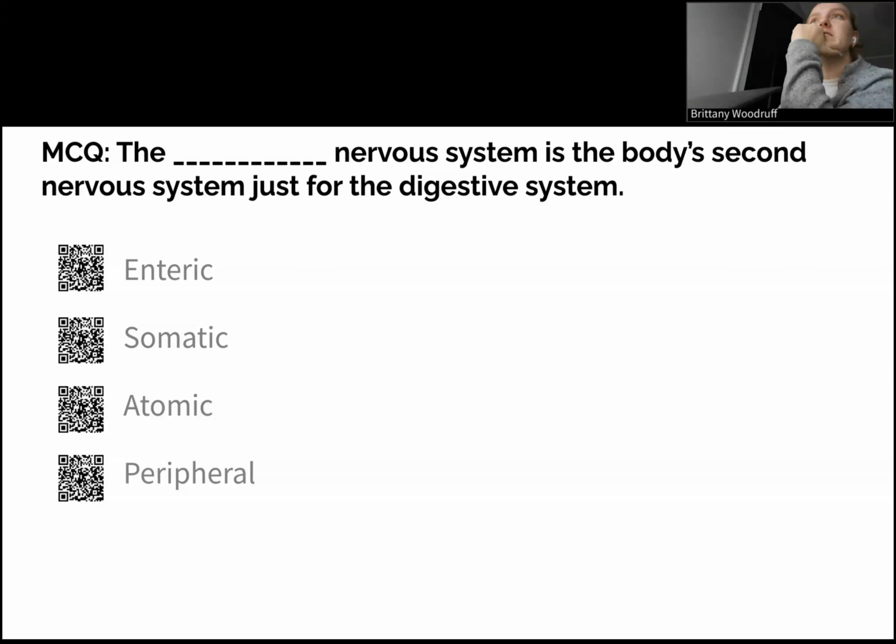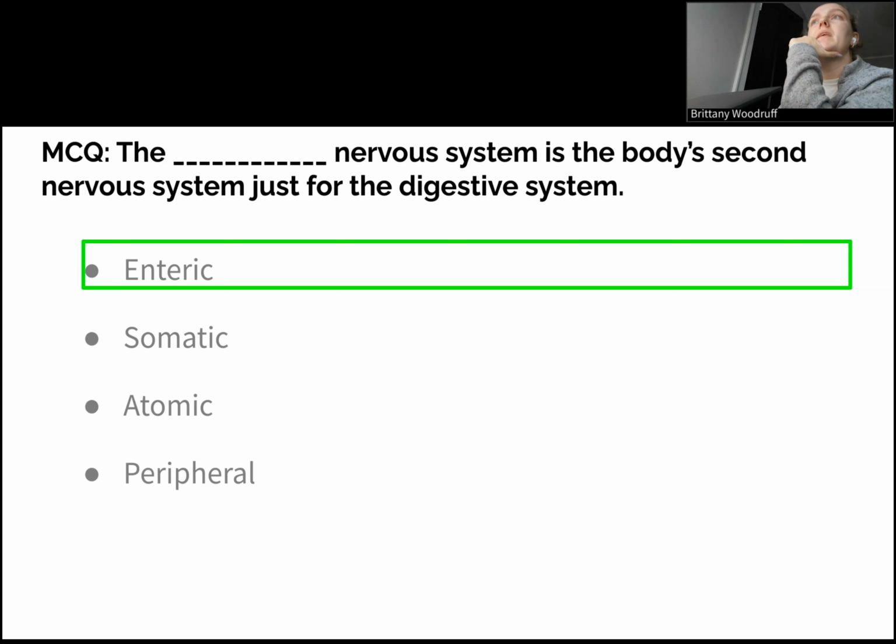Yeah. So your enteric nervous system, right? That is the body's second nervous system just for the digestive system. That is solely devoted to the digestive system. Okay.